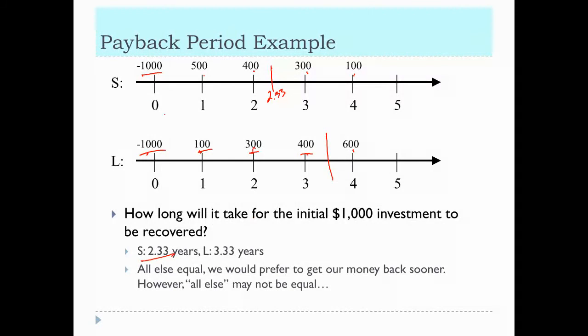I said here, the process of calculation is not all that hard. I said at the bottom here, obviously all else equal, we would prefer to get our money back sooner rather than later, so we'd like Project S better than Project L. But it's not necessarily correct to say that all else is equal. Payback period, as a way of evaluating investments, has quite a few flaws, problems with it, that make it not necessarily desirable as the primary decision-making rule.